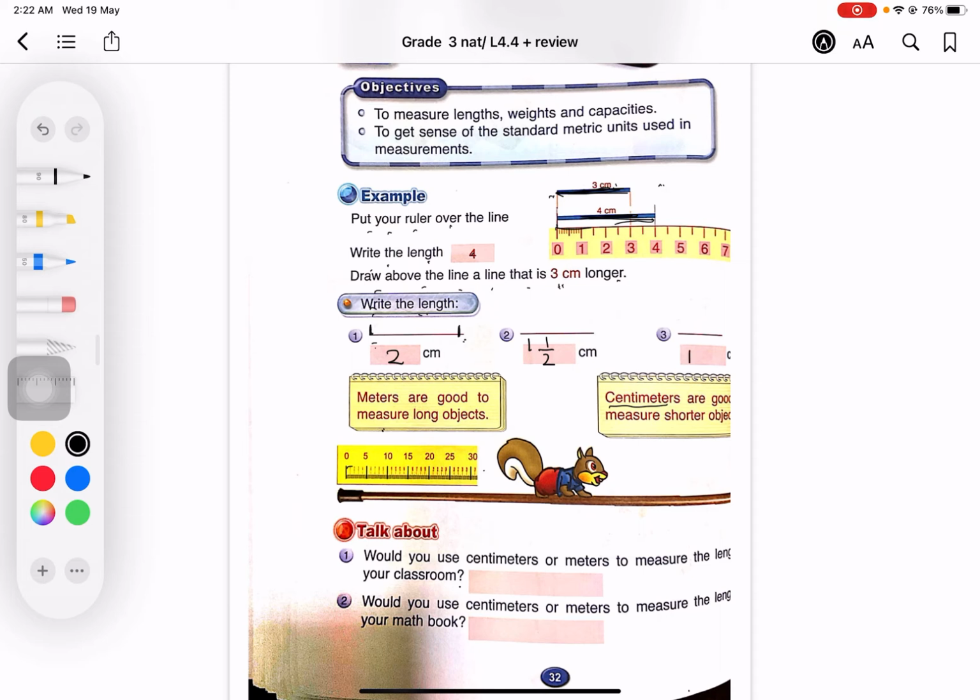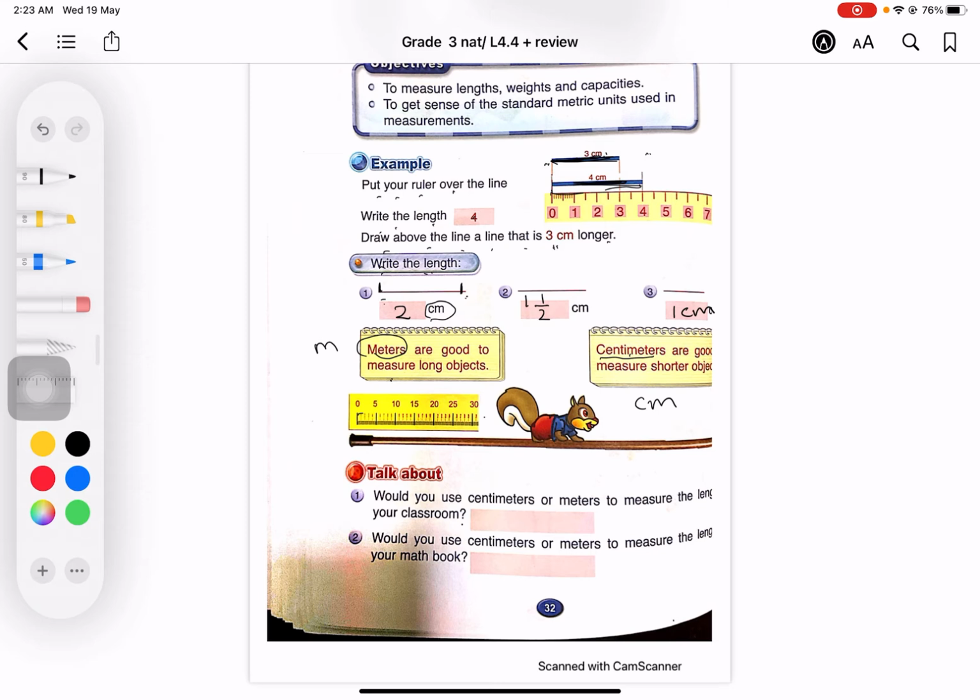The length of this line is how many? It's 1.5. It's one and a half, okay? Here the measure of this is 1.5 centimeters. And the measure of this one is what? 1 centimeter. So when we are measuring short things, short lines, we are going to use the ruler and we are going to use the unit centimeter. If you are measuring long things, you are going to use the meter. My unit in this case will be meter. In this case, it will be centimeter.